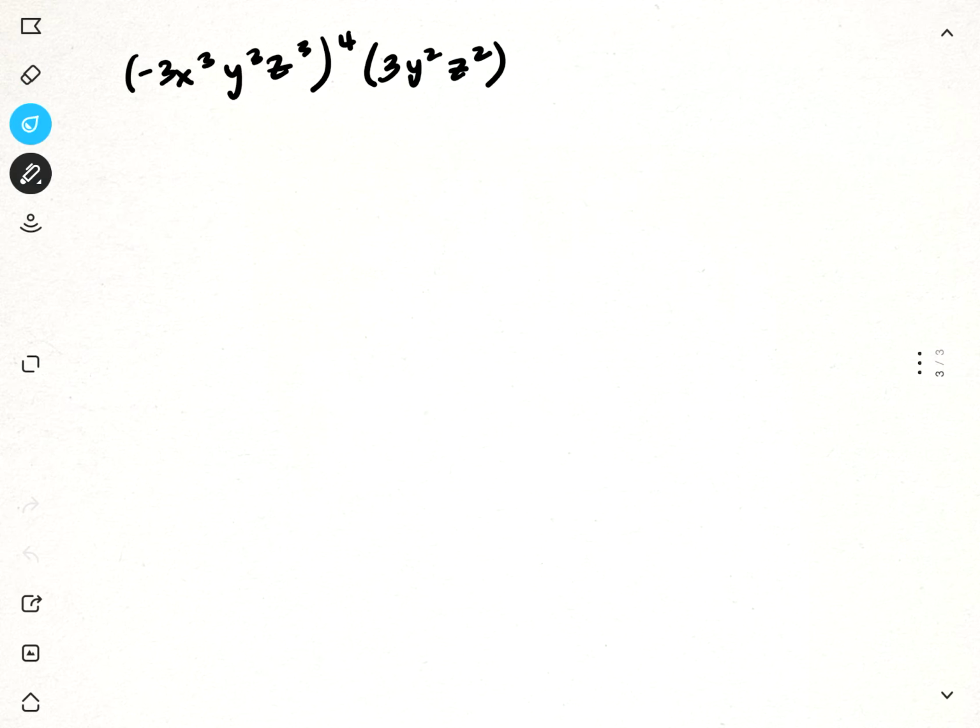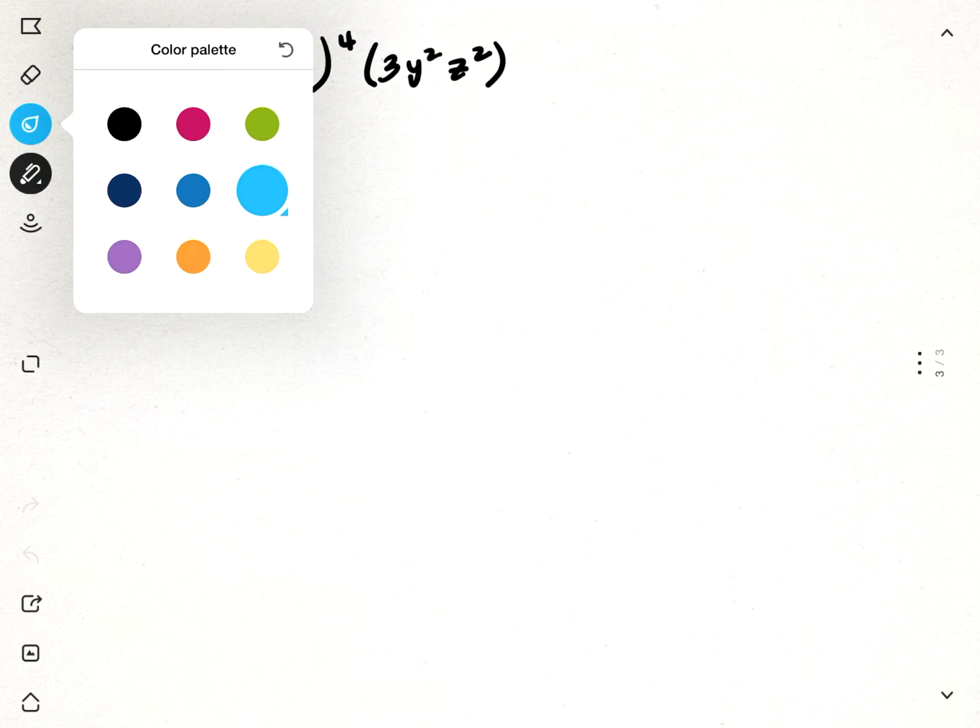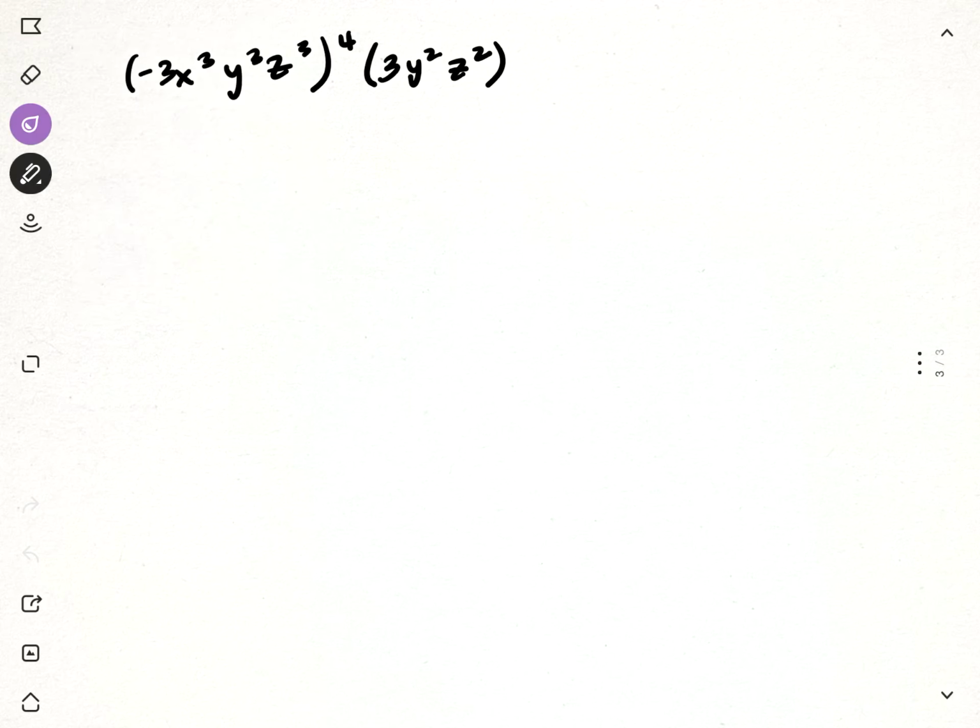Okay, and then on to the very last one. Now we have to make sure that this 4 applies to each of these parts. So negative 3 to the 4, negative 3 times negative 3 is 9, times negative 3 is negative 27, times negative 3 again is 81. I'm going to leave this in parentheses because there's other parentheses for now. And then x cubed to the 4th is x to the 12th. Y cubed to the 4th is y to the 12th. Z cubed to the 4th is z to the 12th.